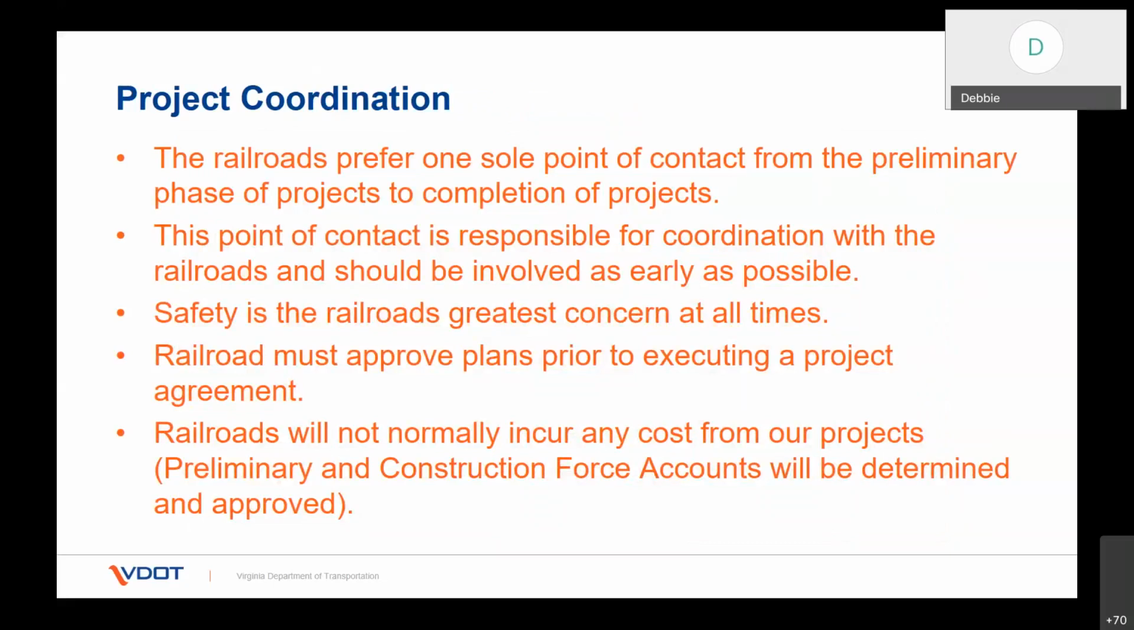Project coordination, I'd like to talk about that for just a few moments. The railroads prefer one sole point of contact from the preliminary phase of your project to the completion of the project and final closeout. So that one point of contact with us, Matt went over the people that work in the rail section, starts with either Jamie, myself, Bonnie, or Jason. So when you work with the railroad, you need to establish one point of contact. That person is going to be the one that submits everything to the railroad and helps to resolve issues.